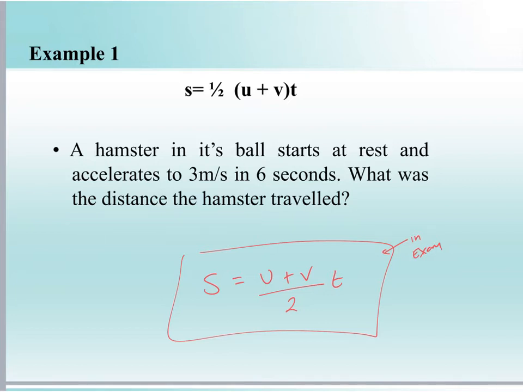So the question is, a hamster in its ball starts at rest, and accelerates to 3 meters per second in 6 seconds. What was the distance the hamster traveled? Now, in your book, you got S equals U plus T over 2 times T. And because it's over 2, that's saying it's half. It's half of everything here.